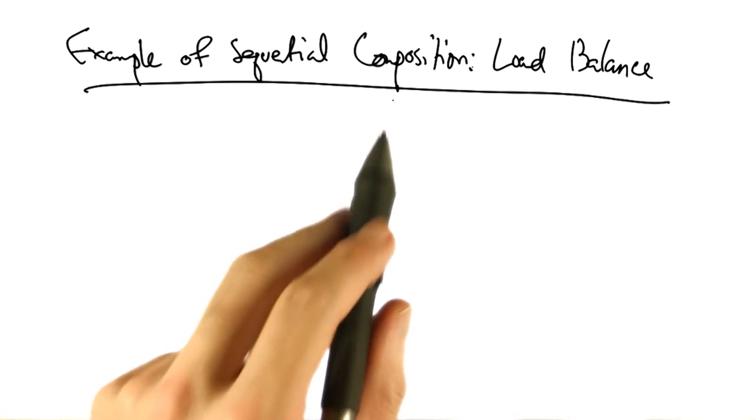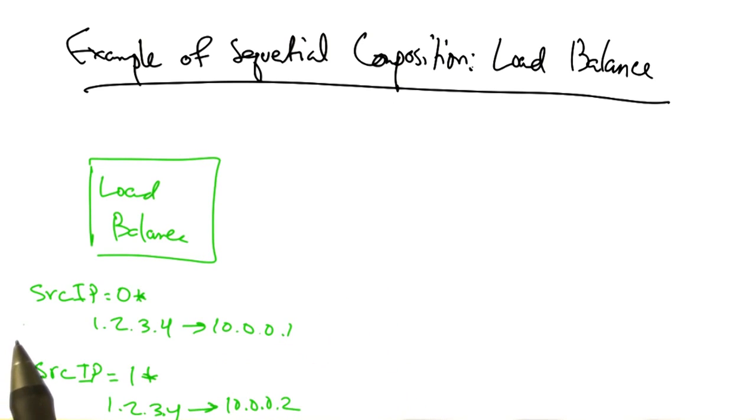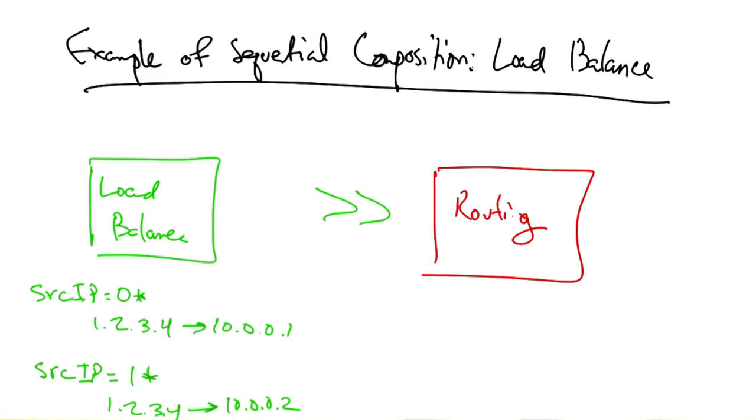One example of sequential composition might be a load balancer. In this example, a policy might take some traffic coming from half of the source IP addresses and rewrite that to one server replica, and take the other half of the traffic and rewrite it to the other replica. After the load balancer rewrites the destination IP address, we need a routing module to forward the traffic out the appropriate port on the switch.